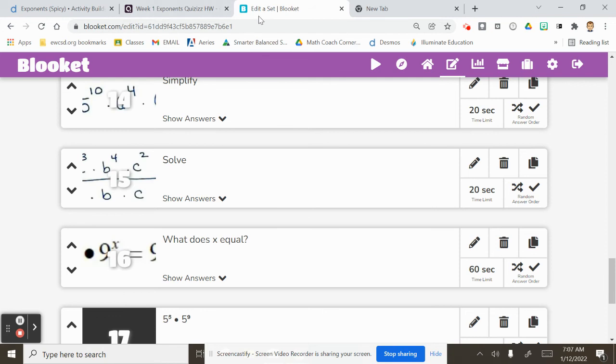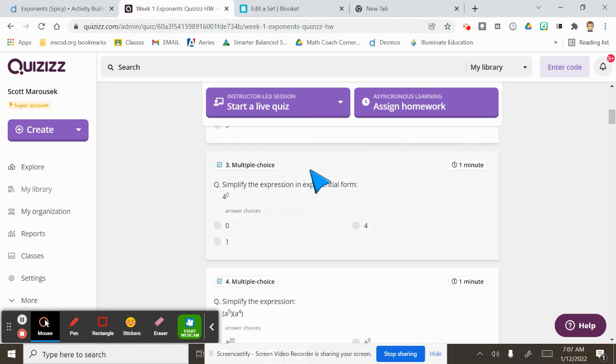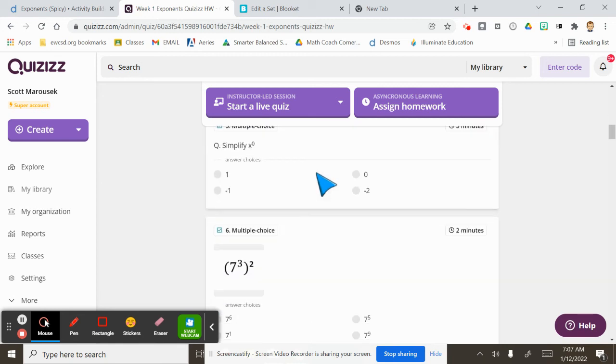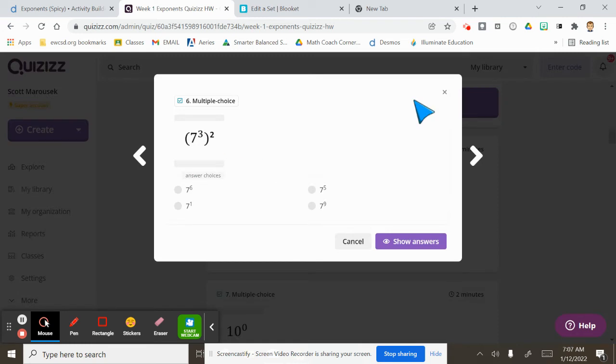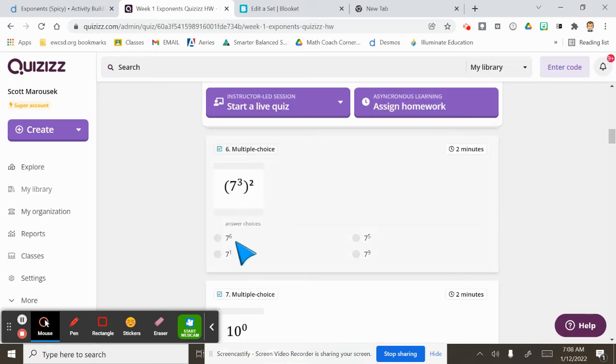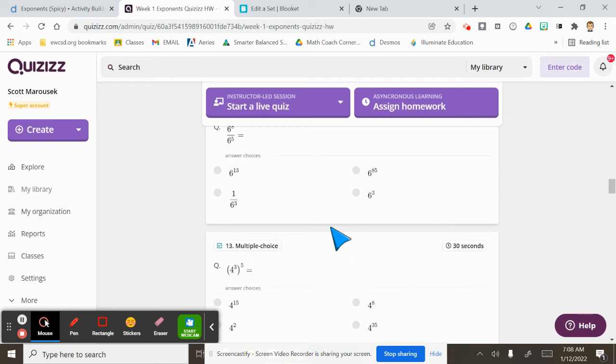Then, now after that bucket, cool. I want you guys, you're still in warm-up mode. We're still going to now go into a live quiz. Same idea. This one has a little more intense problems like these, where you're just going to be multiplying 3 times 2, so it's 7 to the 6th. All right, go ahead and get through this one.